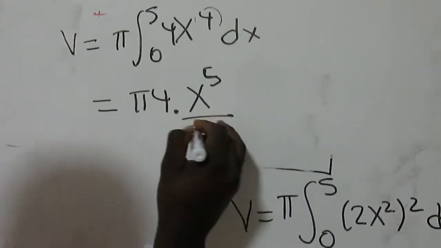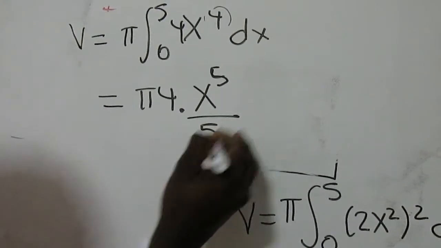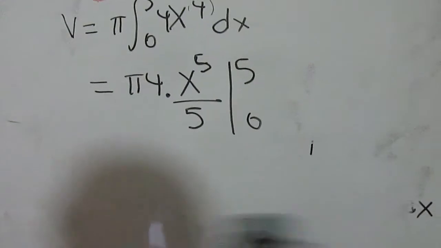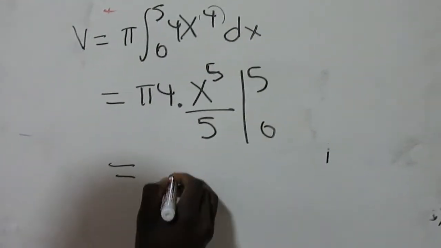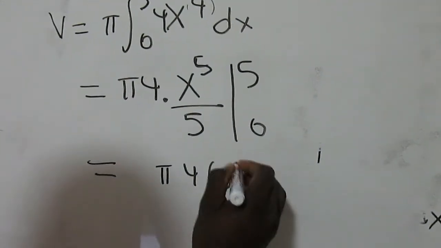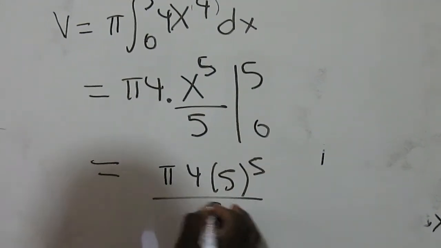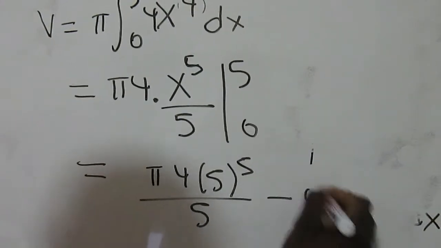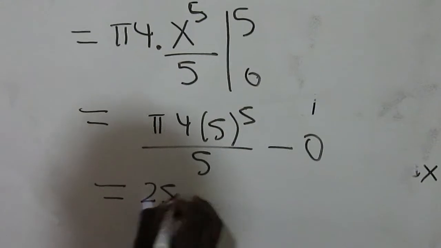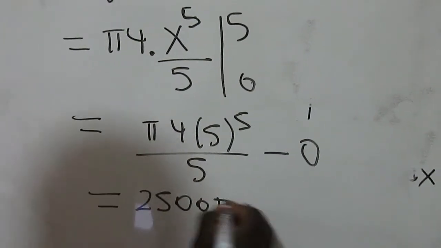Then you divide by that power, 5. Then you check for their limit. Once you do that, now you come here, you have the limit. You're going to have pi times 5 to the power of 5 over 5 minus 0, because when you substitute 0, it's 0. Then the answer will be 500 pi.